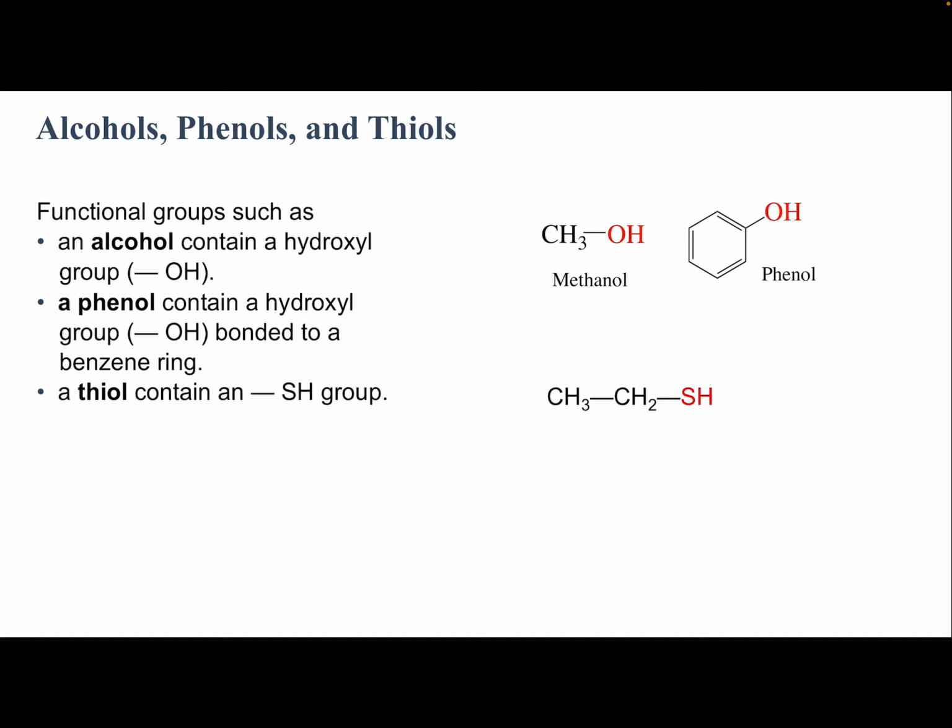So the learning goal in this chapter is to write the IUPAC names and the common names for some alcohols, phenols, and thiols, as well as to draw their condensed and line angle structures. We'll start by just figuring out what these different names are.